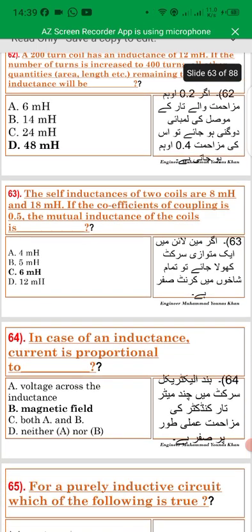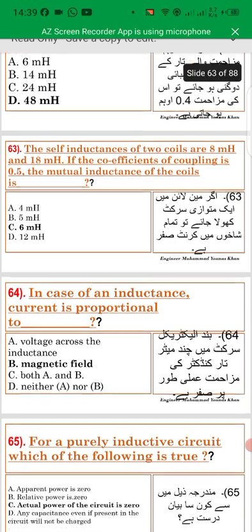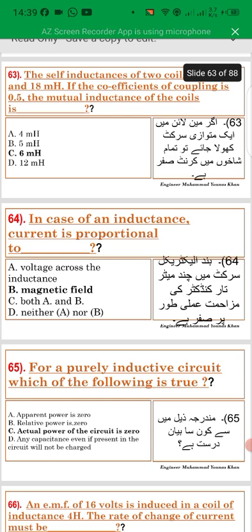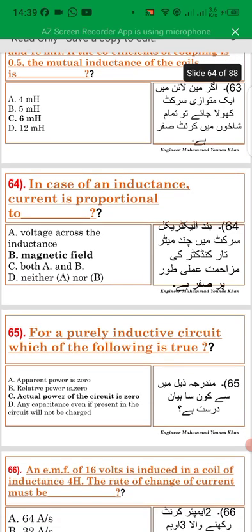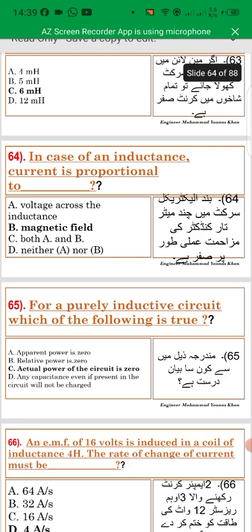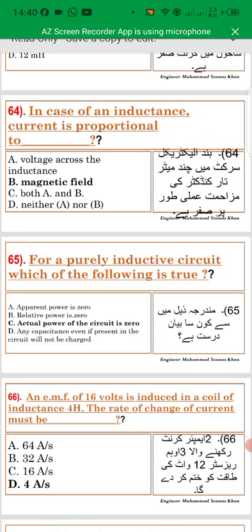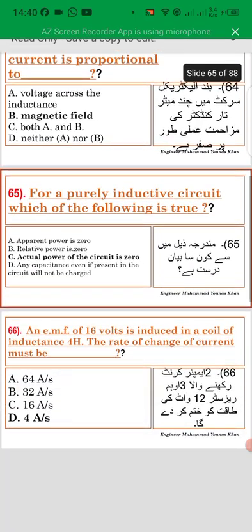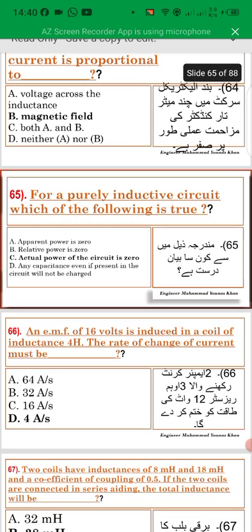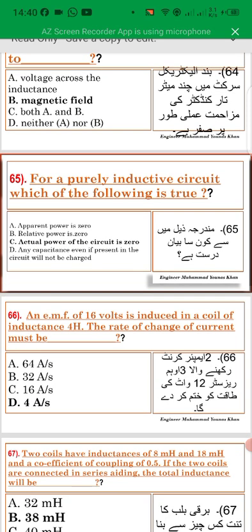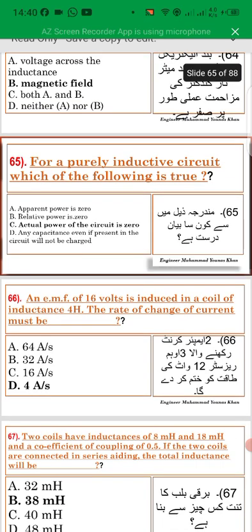The self-inductances of two coils are given in millihenry. If the coefficient of coupling is 0.5, the mutual inductance of the coils is 6 millihenry. In case of inductance, current is proportional to magnetic flux. For a purely inductive circuit, which of the following is true? Actual power of the circuit is 0.